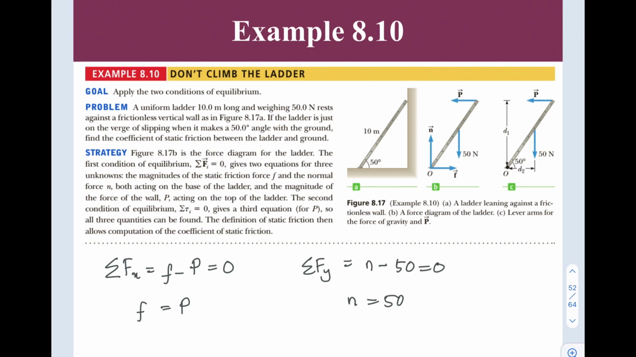Example 8.10. A uniform ladder 10 meter long and weighing 50 Newton rests against a frictionless vertical wall as in figure 8.17. A. If the ladder is just on the verge of slipping when it makes a 50-degree angle with the ground, find the coefficient of static friction between the ladder and ground. Alright, so this is the physical diagram. This is a free body diagram.